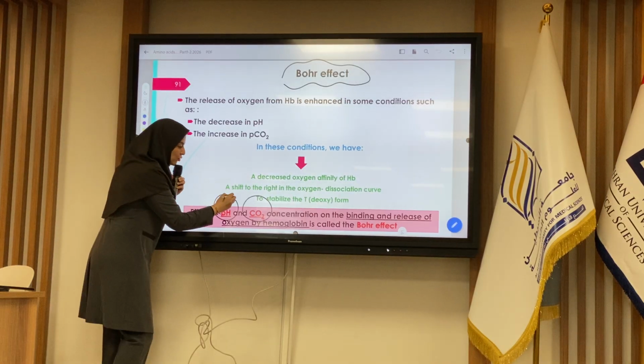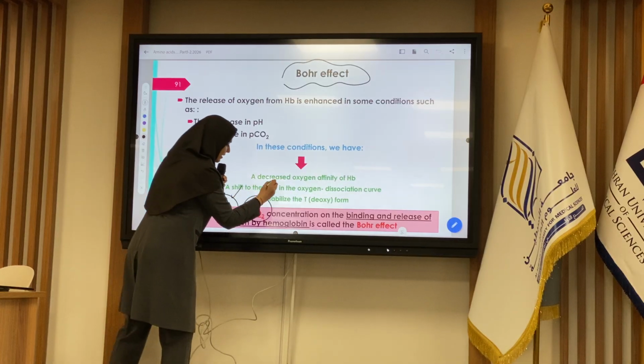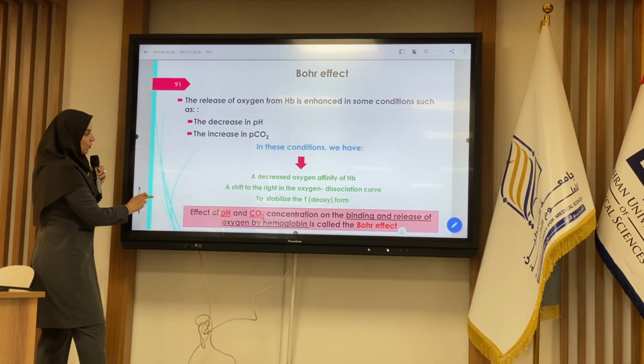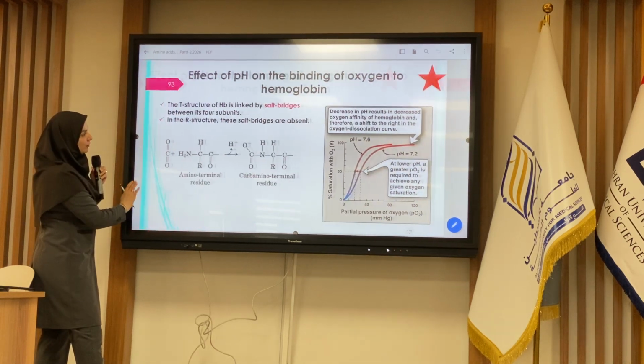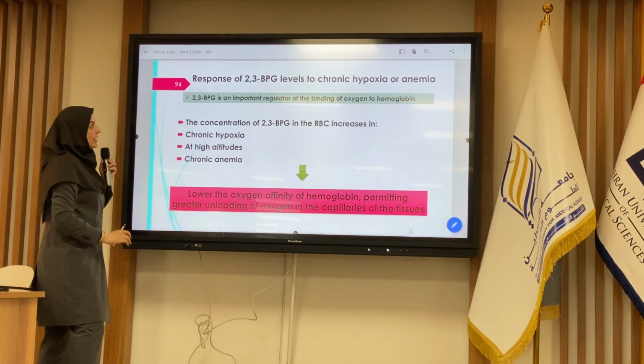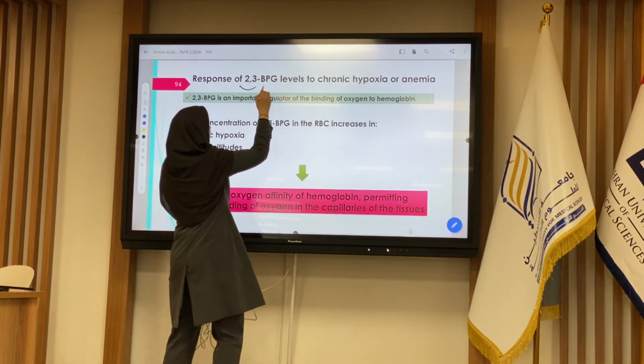Just concentration of hydrogen or pH and pressure of the CO2. And this is the explanation of the Bohr effect for your level. There is no need for more. And I want to talk a little about this molecule.